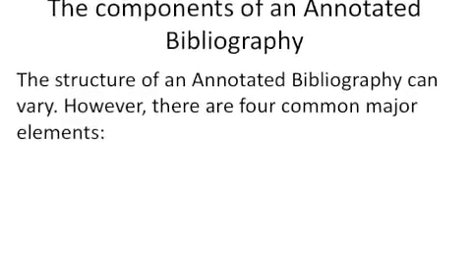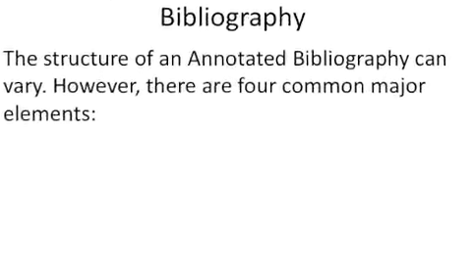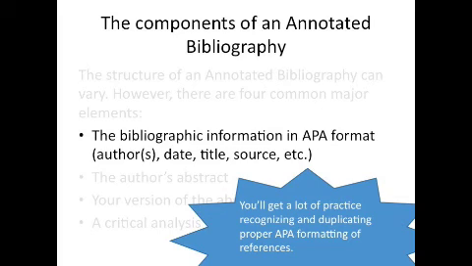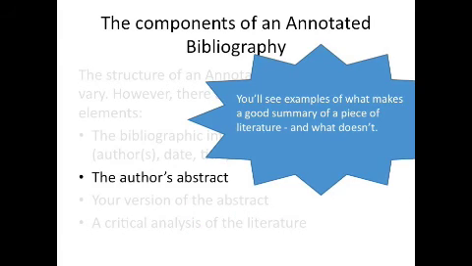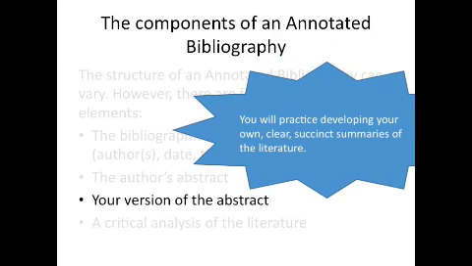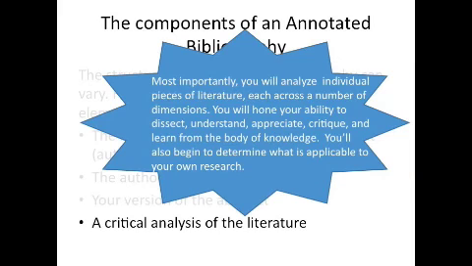What are the components of an annotated bibliography? There's bibliographic information in APA format. There's the author's abstract. There's your version of the abstract. And there's a critical analysis of the piece of literature.